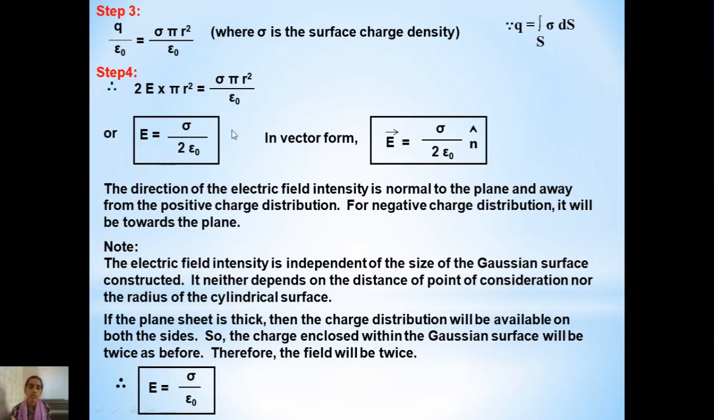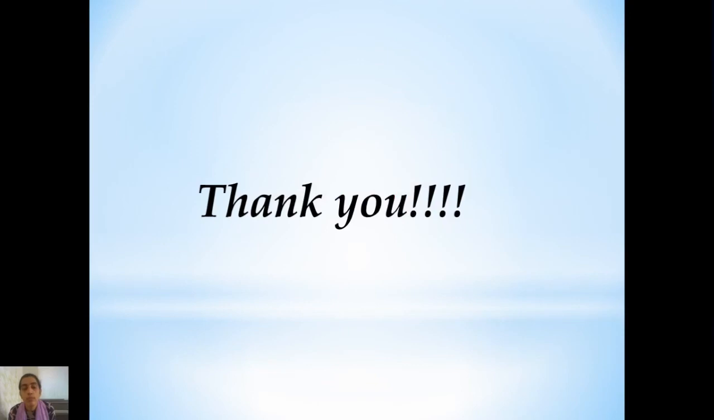So when we substitute that value here, we get the formula as E is equal to sigma divided by epsilon naught. So this will be the formula if you are considering the sheet as a thick plane sheet which is infinitely long. So this is about today's session.